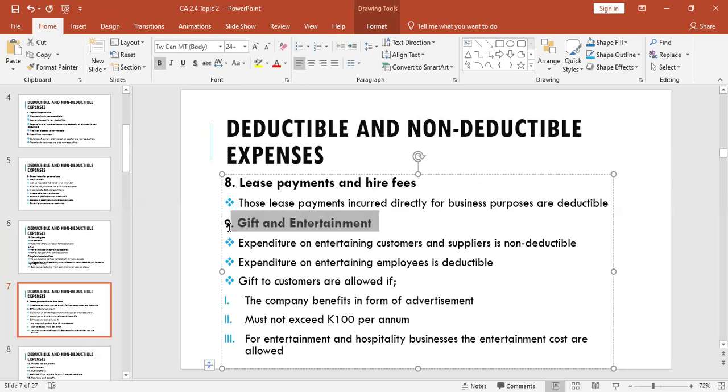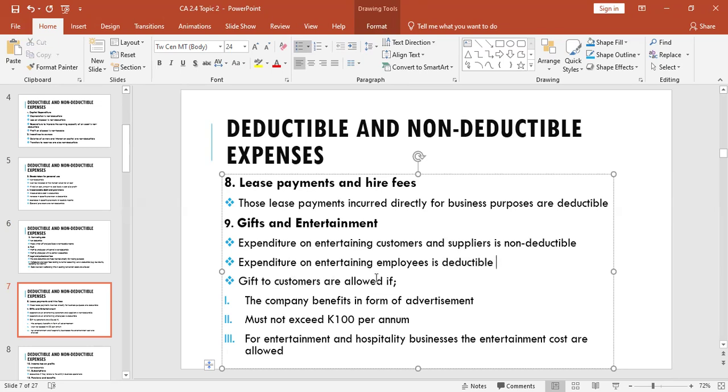Then nine, gifts and entertainment. So where we give gifts to customers and suppliers, ZRA says these expenses are non-deductible. We buy clothes, we buy food for our suppliers and our customers. According to ZRA, any entertainment expenditure and gifts for suppliers and customers is non-deductible. Then expenditure on entertaining employees, ZRA says this is deductible. Why? Maybe it can be motivation for those employees. So entertainment of employees is deductible.